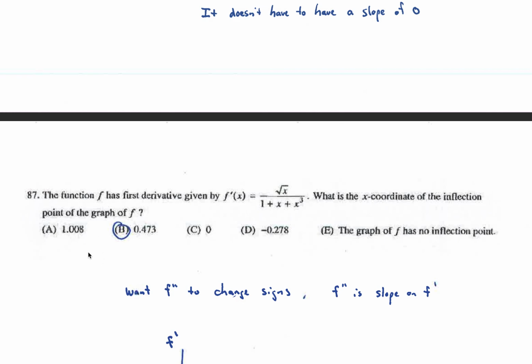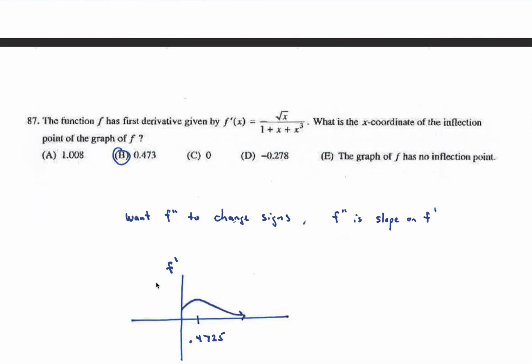The x-coordinate of the point of inflection, it looks like I just graphed f prime and I looked for the maximum. Again, the maximum of f prime would be where the second derivative is equal to 0, right? A positive slope to a negative slope on f prime is where f double prime goes from positive to negative, which is a point of inflection.